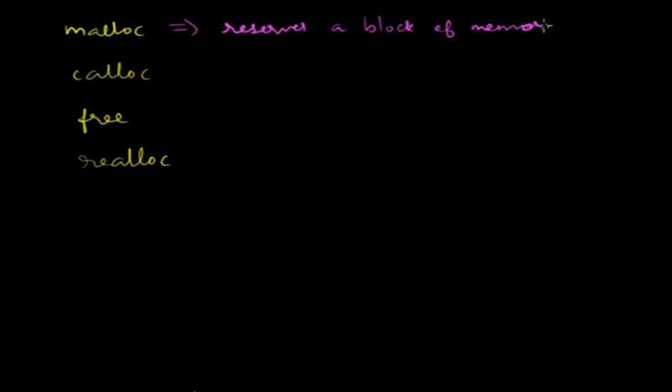It reserves one block of memory. What calloc does is it reserves multiple blocks of memory. Malloc and calloc do the same thing. They actually reserve memory, but malloc reserves one block and calloc reserves multiple blocks. Free, as the name suggests, frees memory allocated by malloc or calloc. It frees memory.